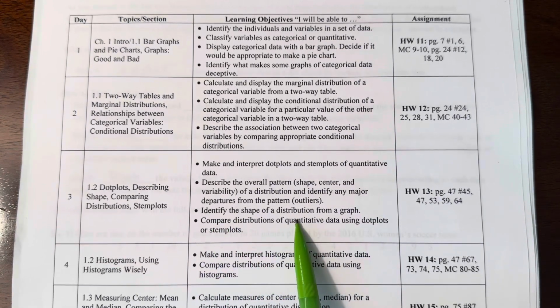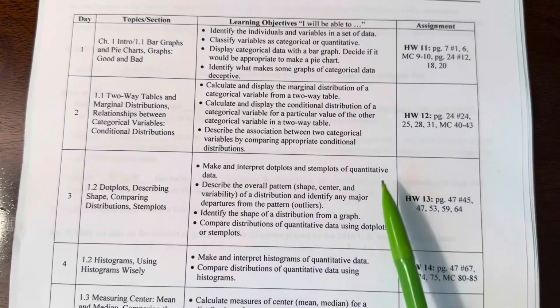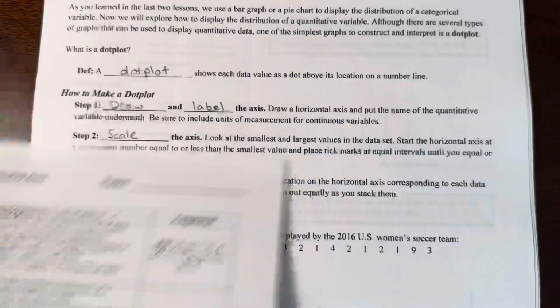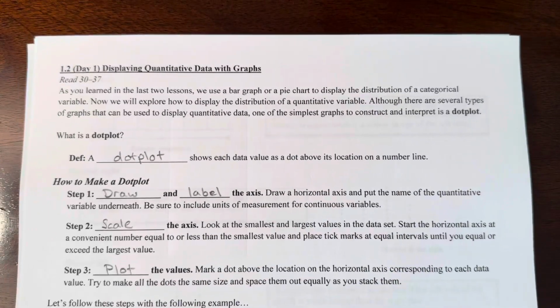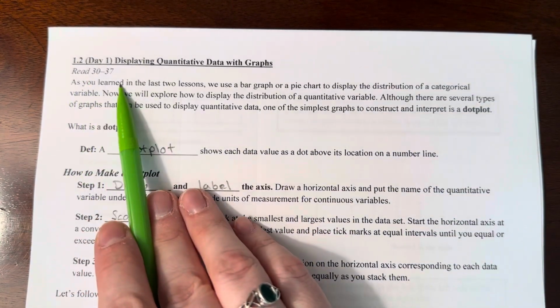Identify the shape of a distribution from a graph, compare distributions of quantitative data using dot plots or stem plots. And again, this is the assignment that you should complete after this lesson. Let's dive in to our first page. All right, so we're looking at 1.2 day 1, displaying quantitative data with graphs. And you can read much of this information on pages 30 to 37 in your book.